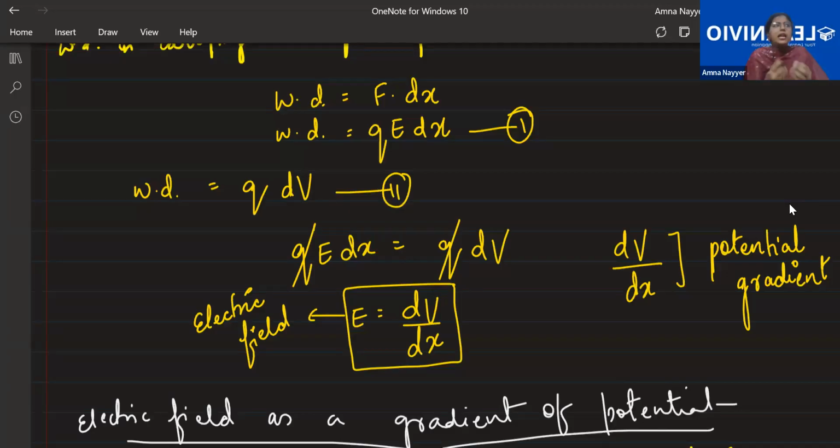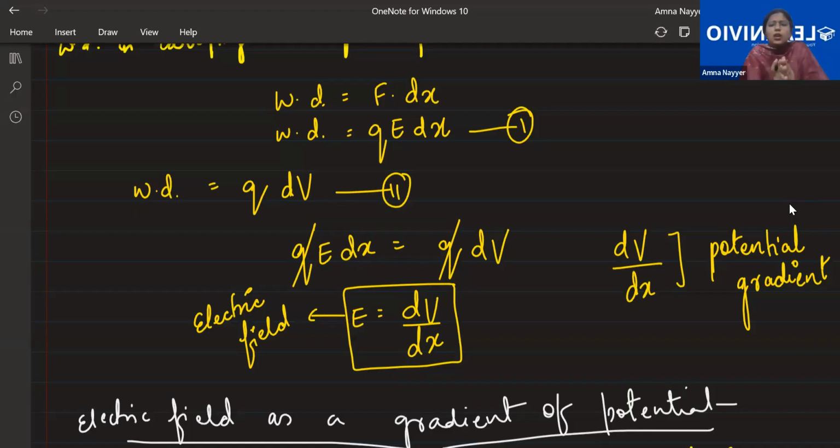Like remember in class 11th, we have done rate of change of speed is acceleration. The word rate was there, meaning something is changing with respect to time. Now you have gradient. Potential gradient means something is changing with respect to position. What is this something? Potential. So when the potential changes with position, it is called potential gradient.